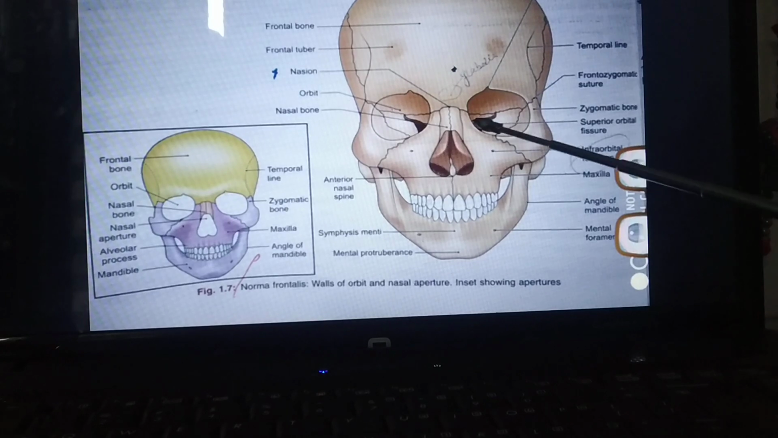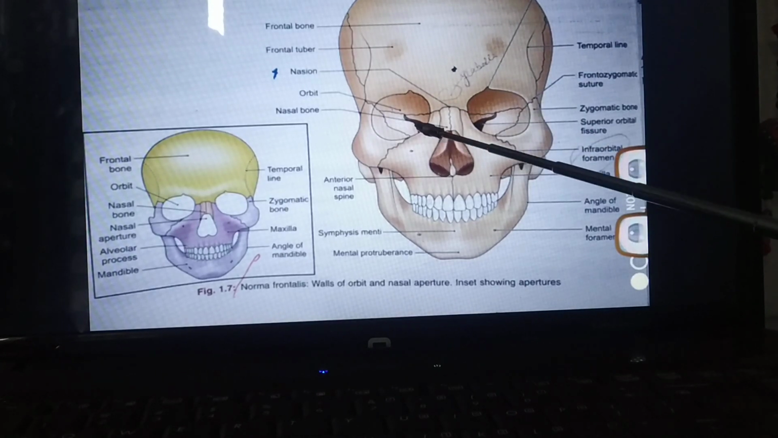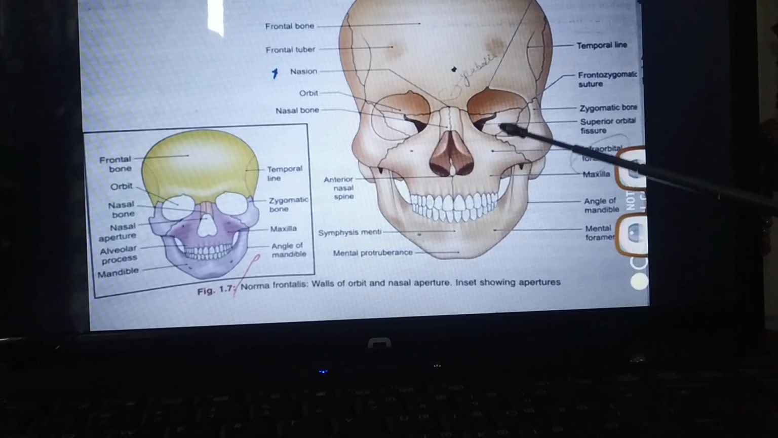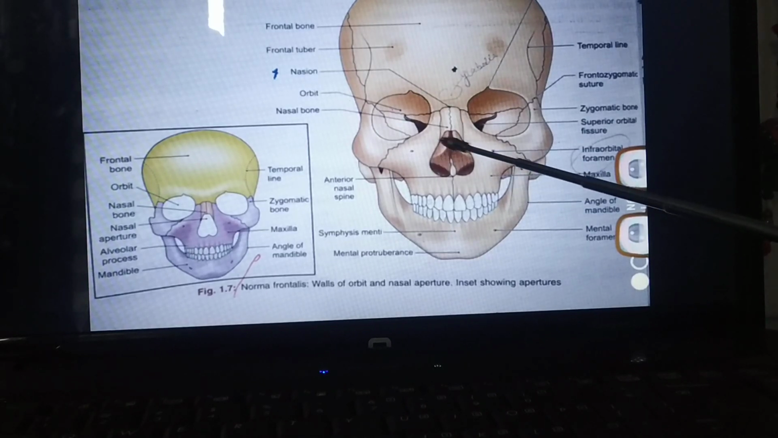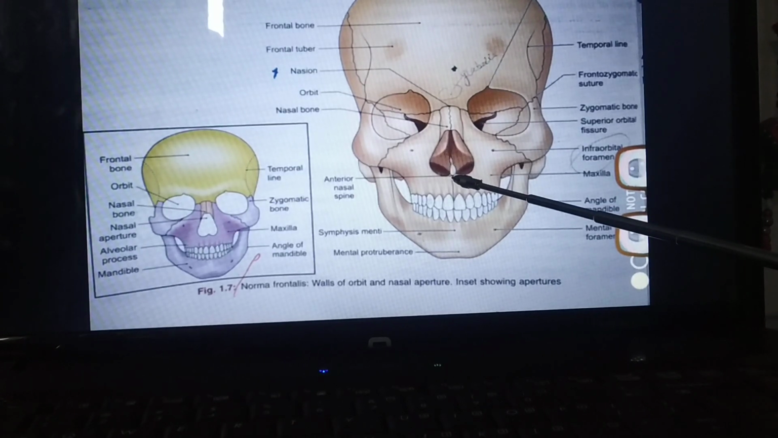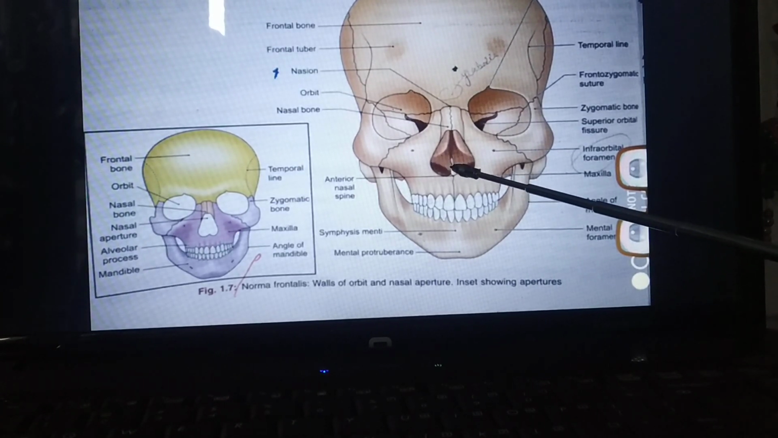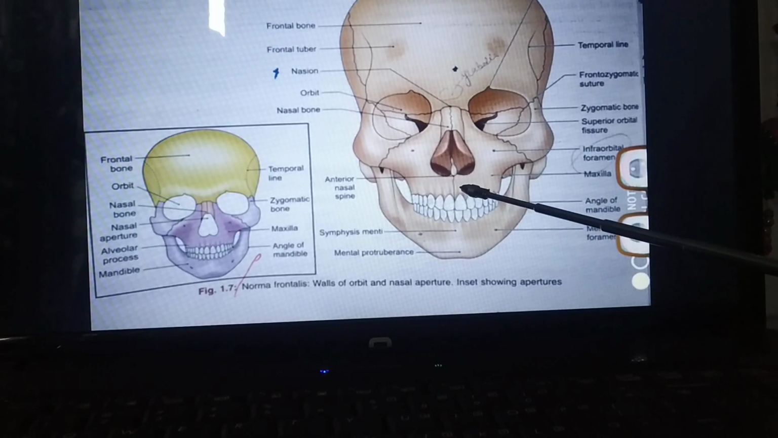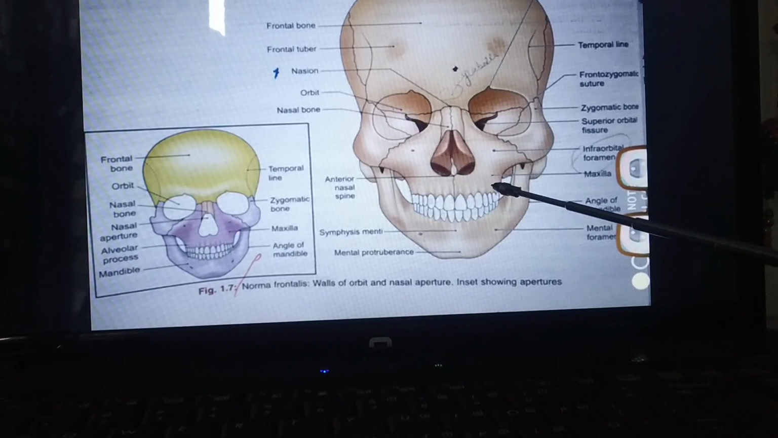Next, these are the orbits. Here our eyeball lies. These are the sockets, called orbits when we talk about bone. Next, this is where our nose lies. This is called the nasal bone. After that, when we come straight down, this is the anterior nasal spine. It's a prominent point. When we touch, we can feel a spike over here called the anterior nasal spine. When we come down, this is our alveolar bone, the maxillary alveolar bone.